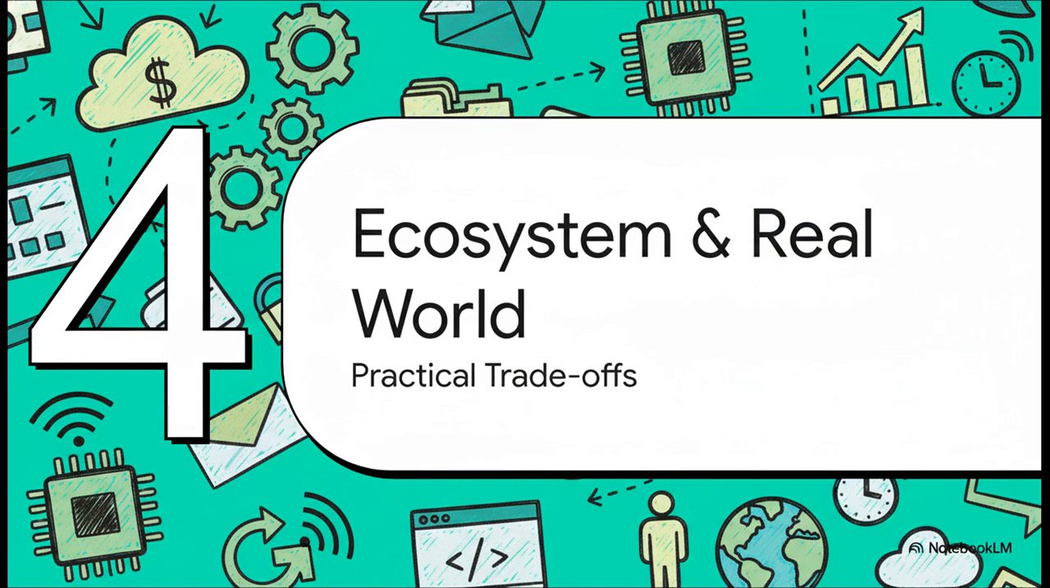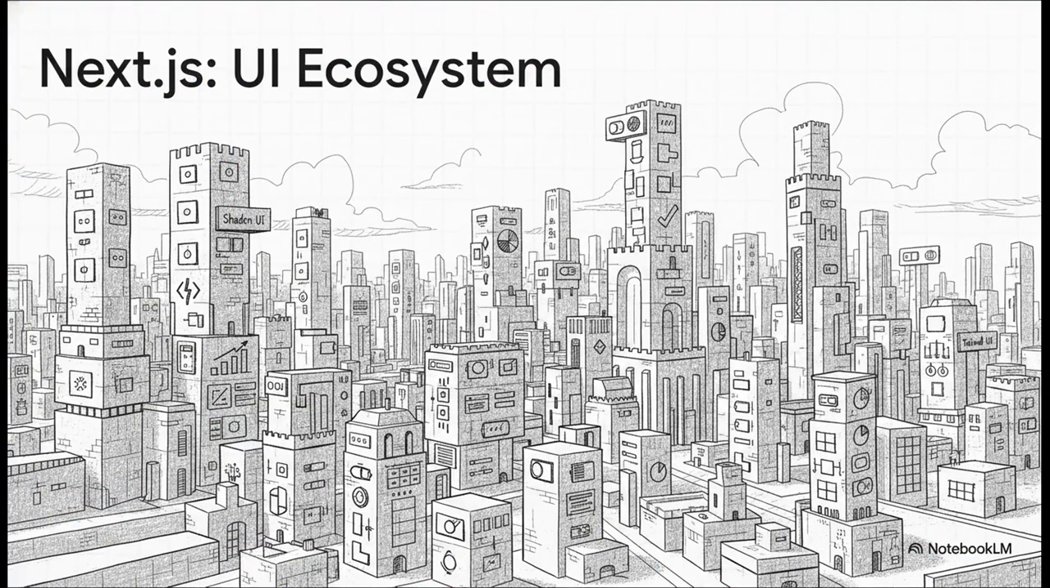But let's be real, building an app is so much more than just writing code. That brings us to Section 4, ecosystem and the real world. This is where the practical, day-to-day trade-offs really start to matter. And this is where Next.js lands a massive punch. Because it's built on React, it instantly plugs into a huge, mature, and completely battle-tested ecosystem. You need an enterprise-grade library like MUI? It's there. You want something modern and composable like Shadcn UI? No problem. The options are just endless, and these tools can save you literally thousands of hours.